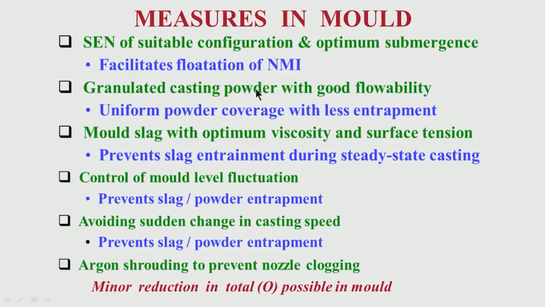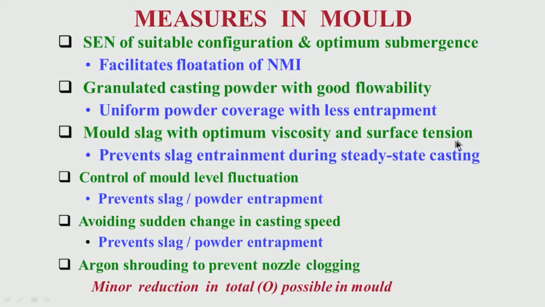Then this powder will generate the slag. Now, this slag should have optimum viscosity and surface tension. This is again important. Why is this important? First, it should not get entrained, so viscosity and surface tension, because there is an interface between liquid steel and mold slag.